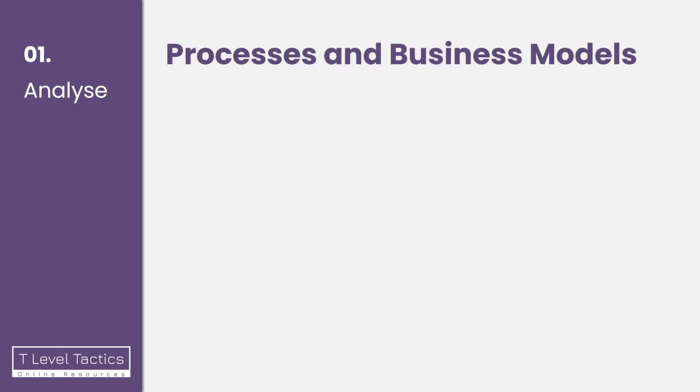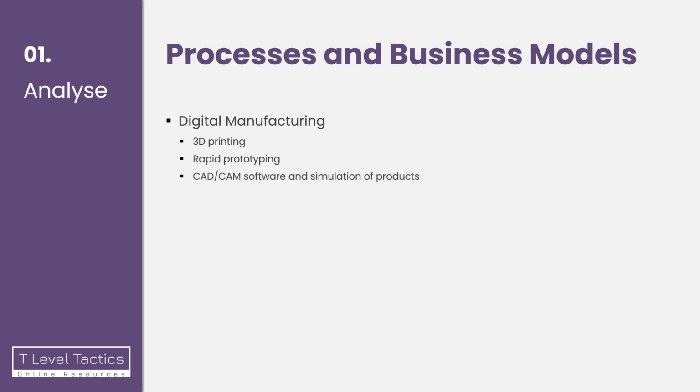We can look at industry processes and business models, for example, digital manufacturing. 3D printing has become more affordable and more accessible to businesses, meaning that rapid prototyping is easier than ever. Combining this with more advanced CAD/CAM software means that we can simulate products in software, and we can combine it with VR and AR technologies for a more immersive product development stage before we send anything off for final production.